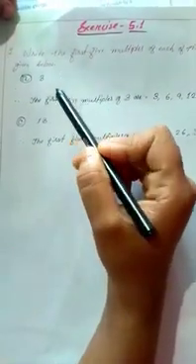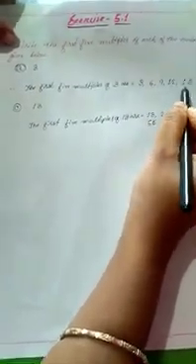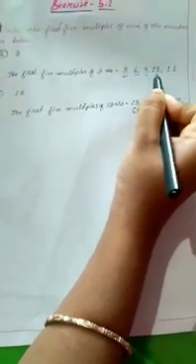Now we'll start exercise number 5.1, and the first question is: write the first 5 multiples of each of the numbers given below. First 5 means we have to start by multiplying with 1, 2, 3, 4, 5, till 5. So 1 into 3 is 3, then 3 2 is 6, 3 3 is 9, 3 4 is 12, 3 5 is 15. These are the first 5 multiples of 3.